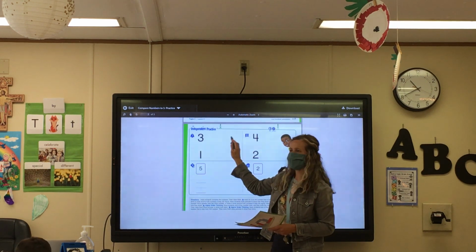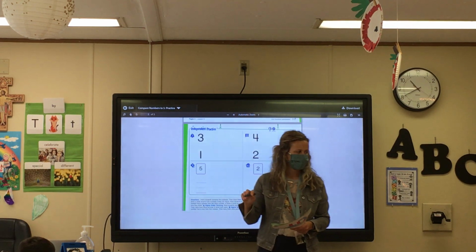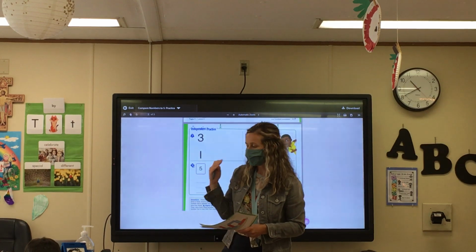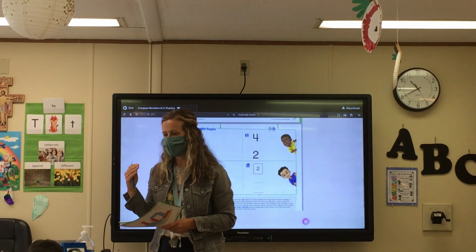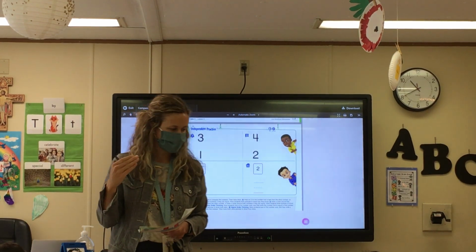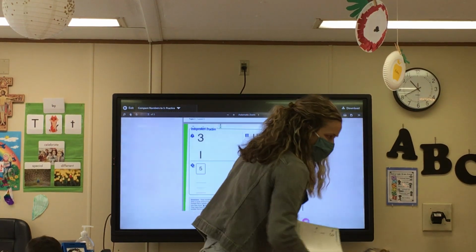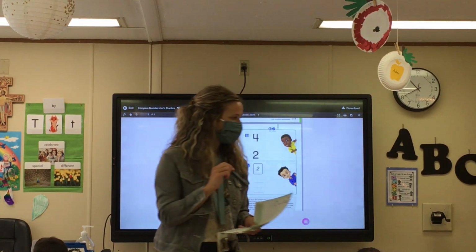And then go ahead and draw your counters to represent those numbers, to show me which one is less, so it will prove to me that you knew which one was less. Which one has less counters? Right here. Draw your counters next to the number now. Go ahead, draw your counters, got it?